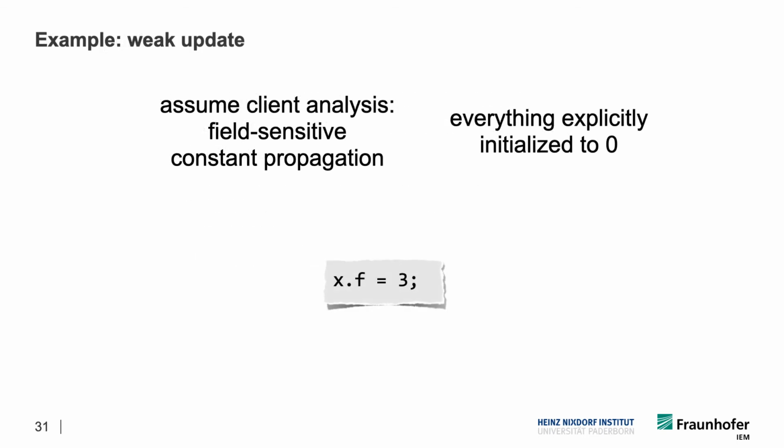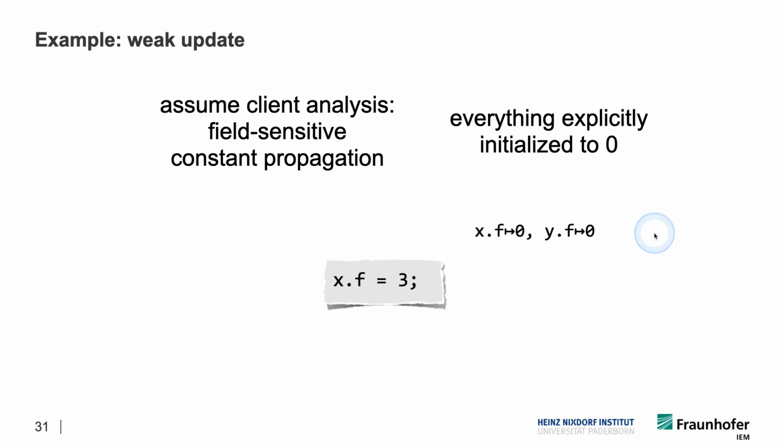So assume we have a certain client analysis. When I say client analysis, it always means an analysis that is using a pointer analysis or an alias analysis in particular under the hood. Okay, so we have a particular client analysis, and in this case, it's a field-sensitive constant propagation. So we want to distinguish different fields, different owner objects of these fields, and we want to determine constant values of numeric variables. And we also assume that everything is initialized to 0. Okay, so at the beginning we have such a mapping here.